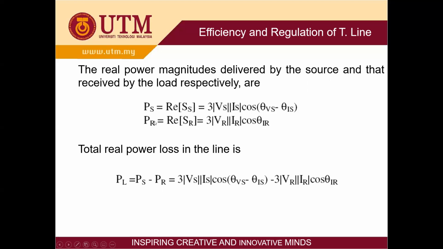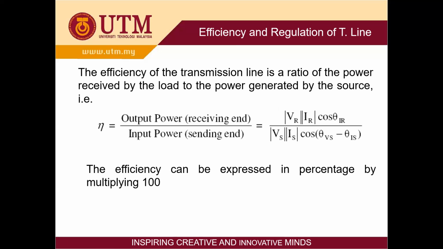Since we have PS and PR, PS is the real power of the sending end, and PR is the real power of the receiving end. So we can calculate the power losses inside the transmission line, which you can simply get by subtracting the source power minus the receiving end power, like this. The result here will be your total real power losses in the line.